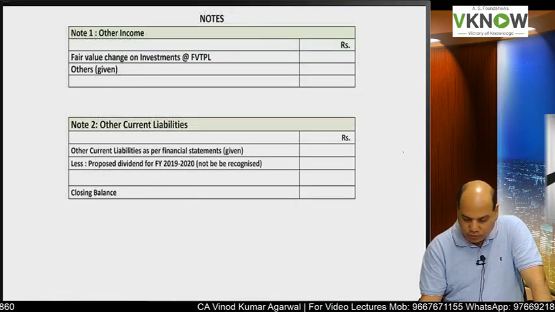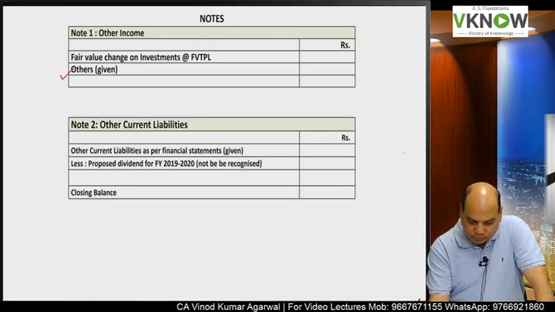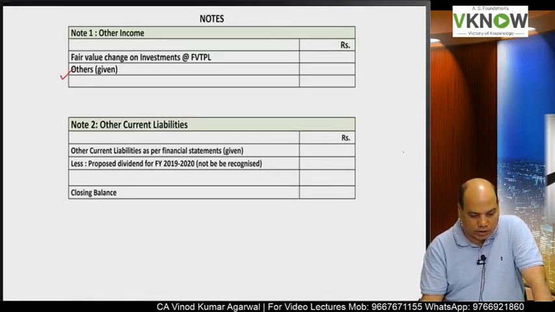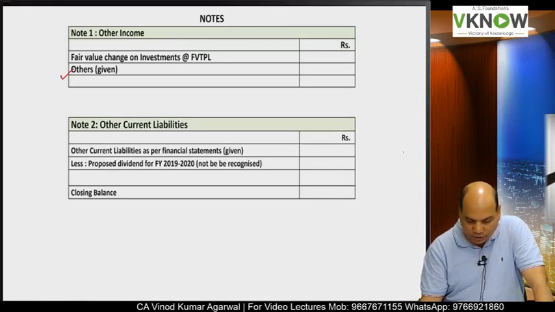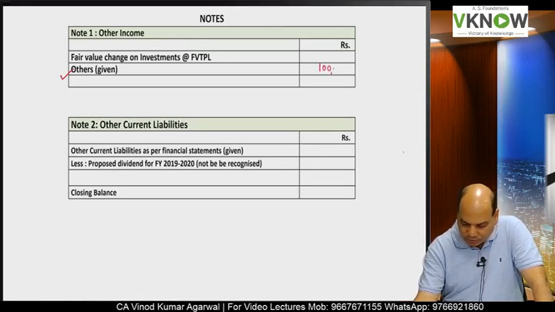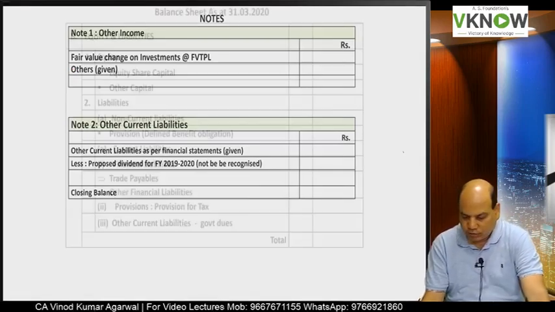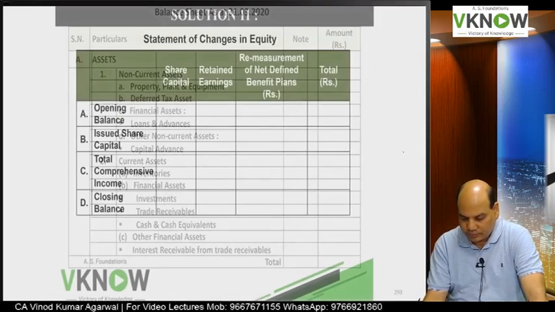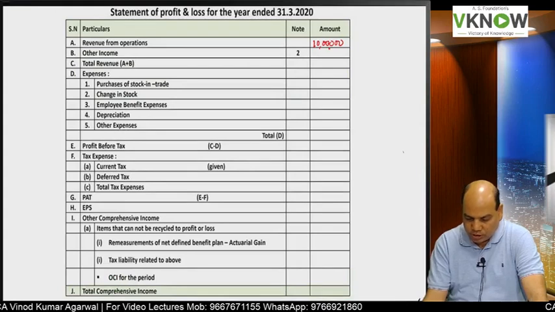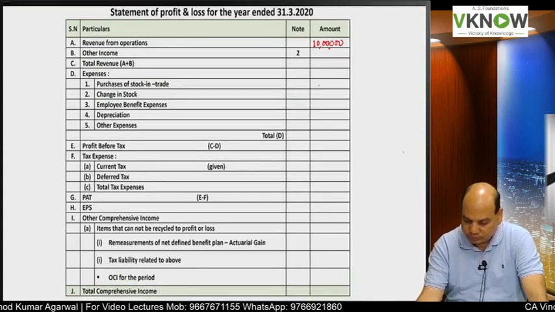Note 1, okay, note 1, second line, other, how much is that? 1 lakh? Other income 1 lakh given. Then I will come to expenses. Purchase of stock in trade. Do we have any adjustment in that purchase? No. P&L account, point number D1, 5 lakh.